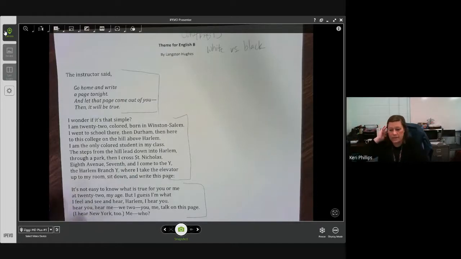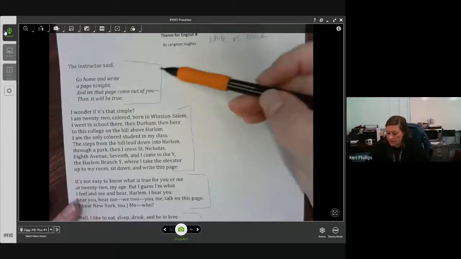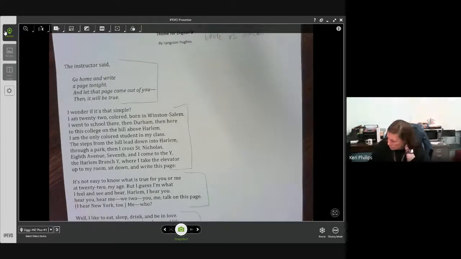some idea. So we really can't know until we start breaking this up and figure out what's really going on with this. So the first chunk, the instructor said, "Go home and write a page tonight and let that page come out of you. Then it will be true."